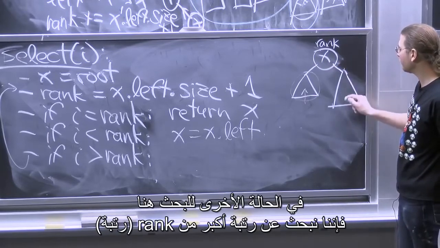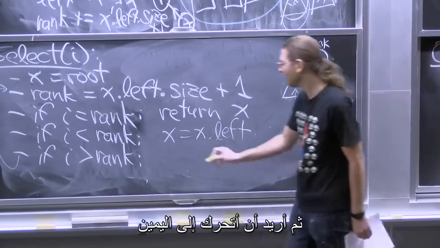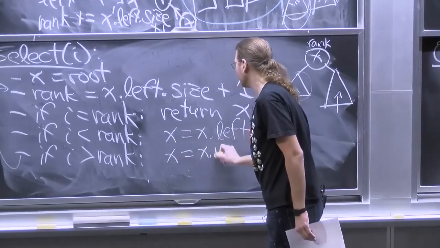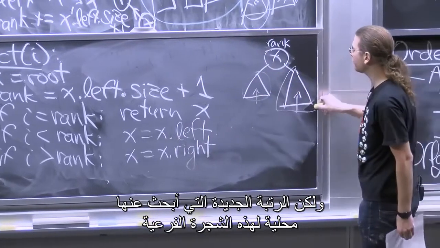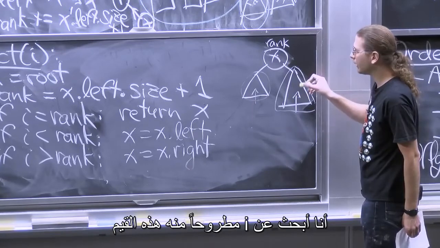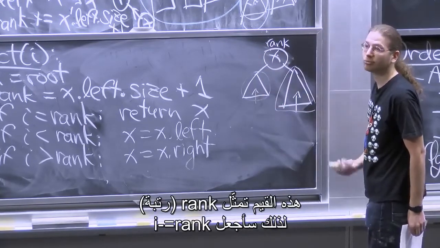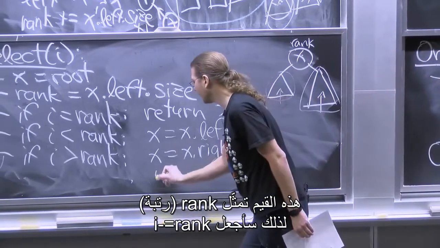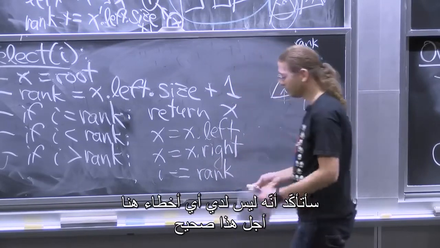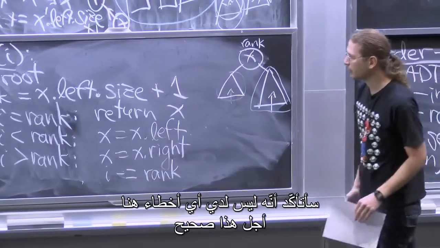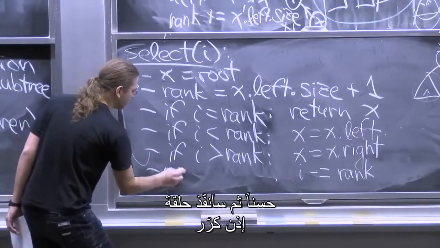In the other situation, if we're searching for a rank greater than rank, then I want to go right. But the new rank that I'm searching for is local to this subtree. I'm searching for i minus this stuff. This stuff is rank. So I'm going to let i be i minus rank. Make sure I don't have any off by 1 errors. Yeah, that seems to be right. OK, and then I do a loop. So I'll write repeat.